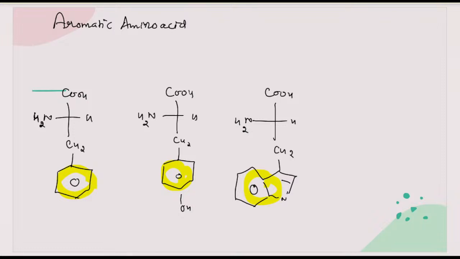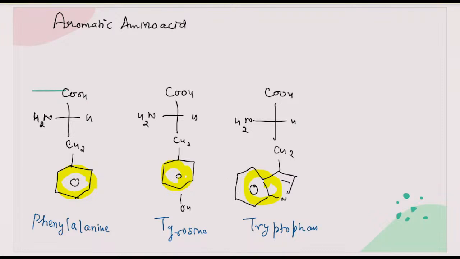Okay, how about the name? So name, this is known as phenylalanine. Most of the time, amino acid names end with in. And this is known as tyrosine, and this is tryptophan. Tryptophan, trypto, you can use any. Tryptophan is there. So now how to remember this again?